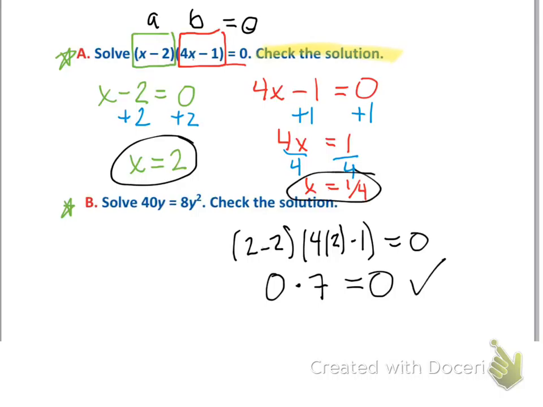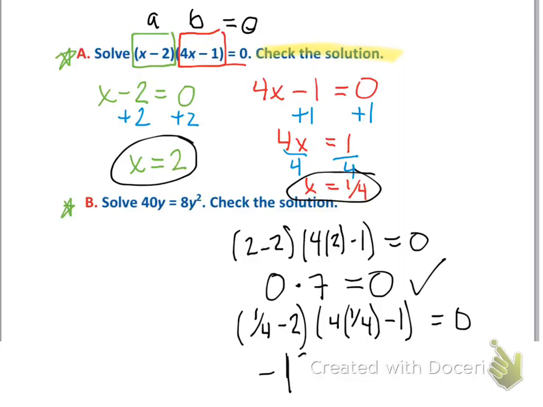Let's try 1/4. 1/4 minus 2, and 4 times 1/4 minus 1. 1/4 minus 2 is an ugly fraction that's going to give us negative 1 3/4 times 4 times 1/4 is 1 minus 1 is 0. And is something times 0 0? Yes, it is. So this method has worked. We have found the possible values for x. X could either be 2 or 1/4.